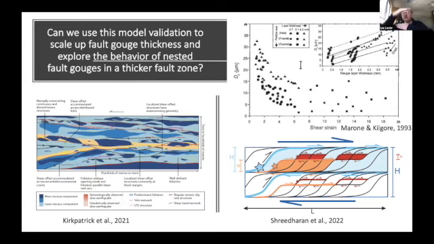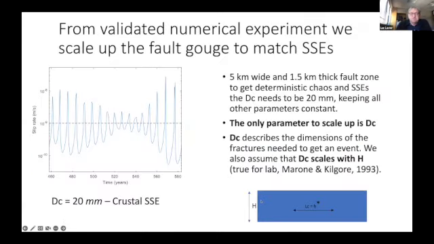So the larger one has a very low rate, and when you localize on the low rate of deformation, when you localize on thinner and thinner zones, you get higher and higher rates of deformation. And so this is what we did. This is basically the idea. So here would be a 5 kilometer wide and 1.5 kilometer thick fault zone. And this is a very, very large thing in that case.